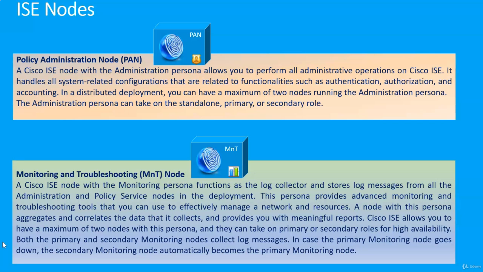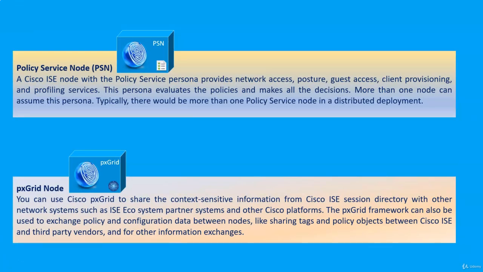A policy service node is an ISE node with a policy service persona. It provides network access, posture, guest access, profiling services, etc. This persona evaluates the policies and makes all the decisions. For example, it performs policy enforcement. Multiple nodes can assume this persona, depending on the maximum number of PSNs the deployment can support.